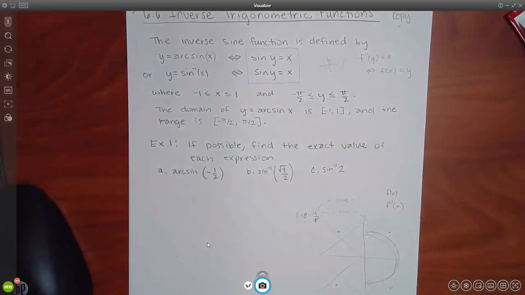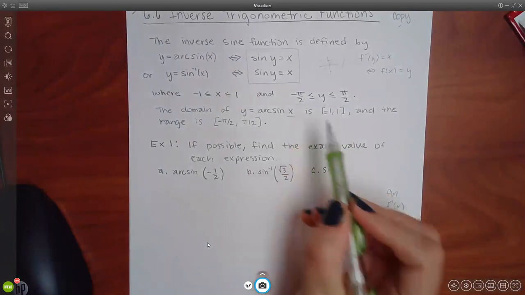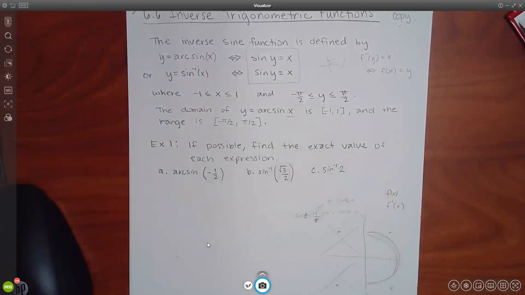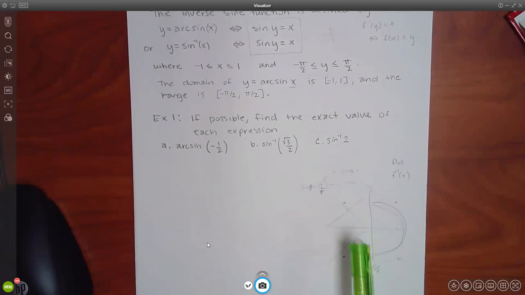So we know that this value right here is going to be a decimal, or it could be one, or it could be negative one. Usually it's a decimal. And then when we're done, we're going to get a number that's in one of these two quadrants. So don't pick answers that are over here, okay?